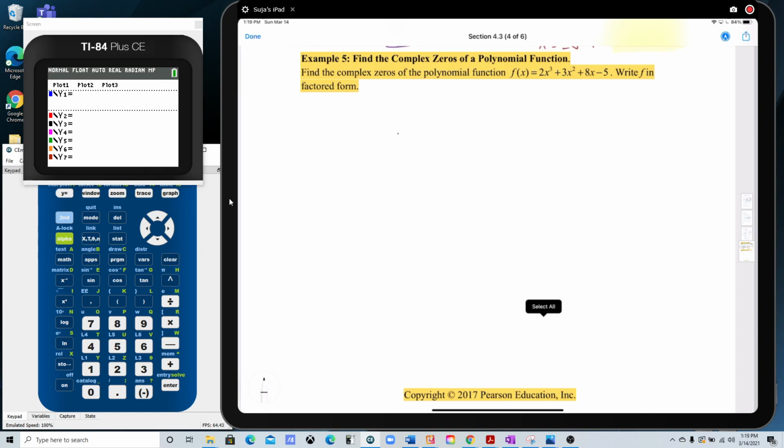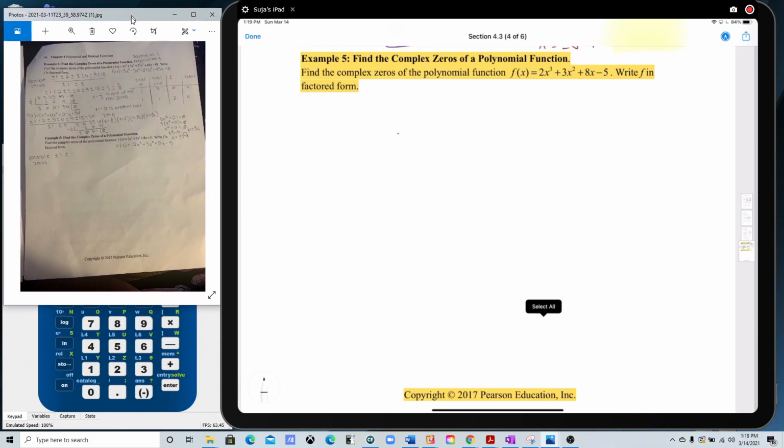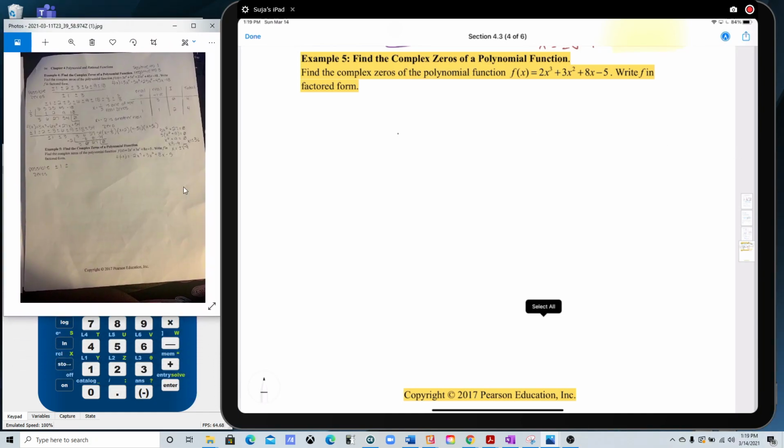So this is the last problem that was requested. 4.3, question number 5. So this is the problem. Here it is asking you to find the complex zeros of the polynomial function.